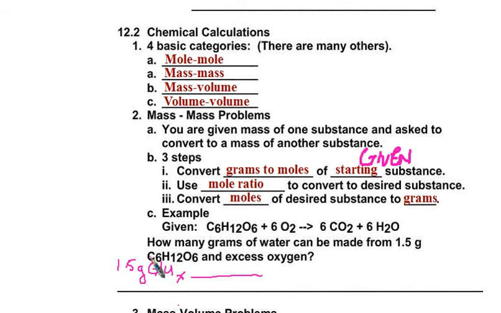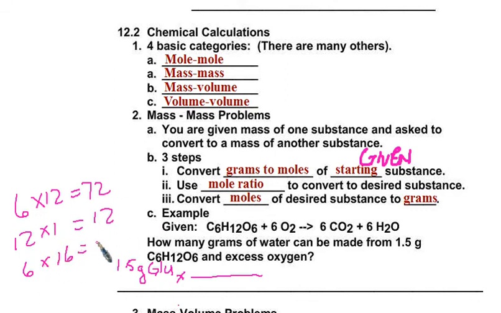Carbon has 12 AMUs, so it's going to be 6 times 12 equals 72, and then 12 hydrogens is 12 times 1 equals 12, and then oxygen, there's 6 of those, and each one of those is 16, which equals 96, if I'm not mistaken. And then all those add up, that's 0, carry the 1, that's 180. So 180 grams of glucose is going to equal 1 mole of glucose, and lo and behold, there we are in moles.